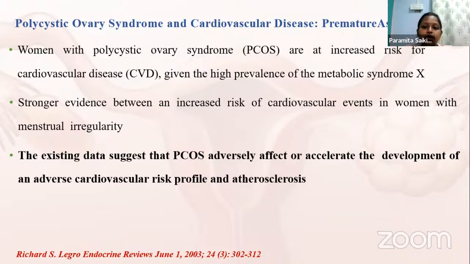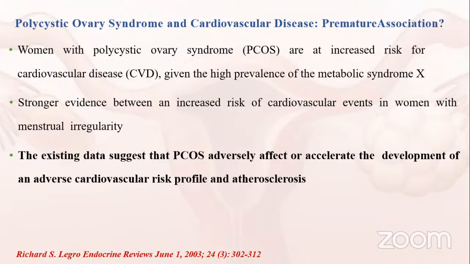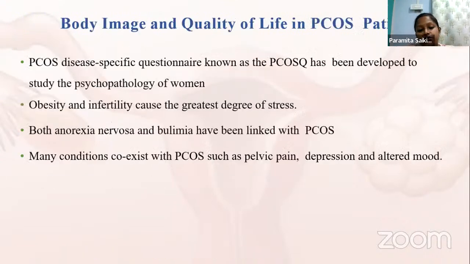Polycystic ovarian syndrome and cardiovascular disease and their premature association. Women with polycystic ovary syndrome are at increased risk of cardiovascular disease given the high prevalence of the metabolic syndrome. Stronger evidence between an increased risk of cardiovascular events in women with menstrual irregularity. The existing data suggests that PCOS adversely affects or accelerates the development of an adverse cardiovascular risk profile and atherosclerosis.